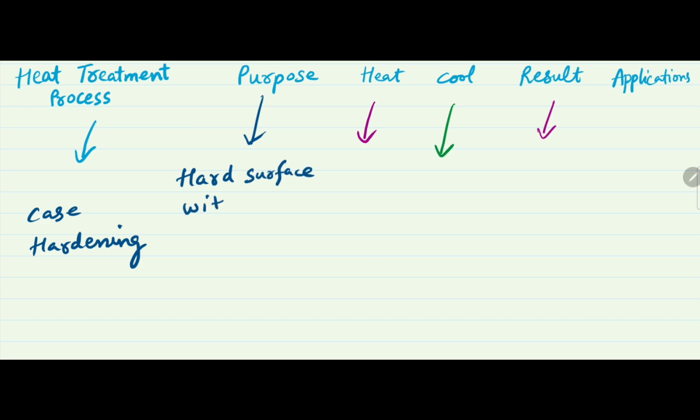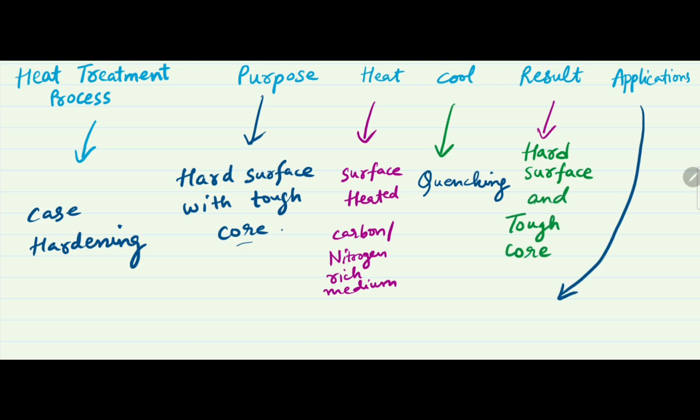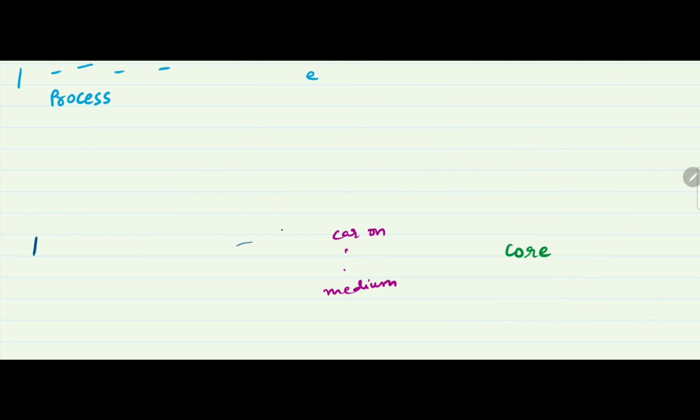Coming on to the case hardening. This process, unlike the other methods, doesn't harden the entire component. Instead, only the outer surface is hardened while the core remains soft and tough. The component is heated in carbon or nitrogen rich environment and then quenched. It gives us hard wear resistant surface and tough inner core. It is used in gears, camshafts, automobile components, etc.